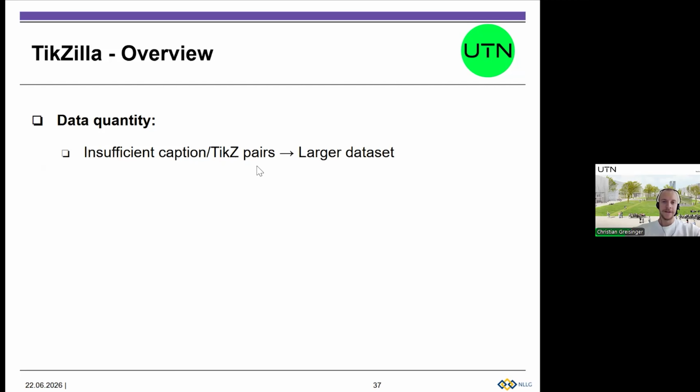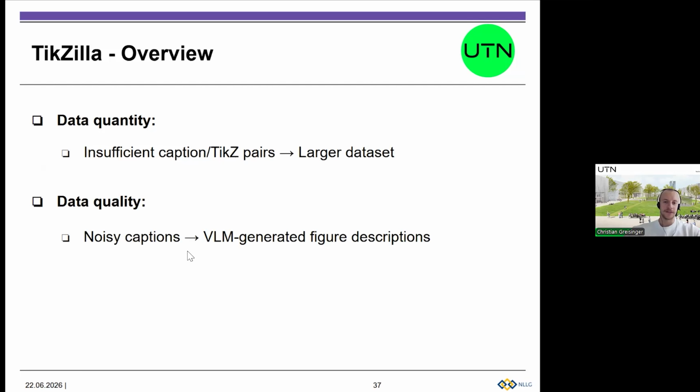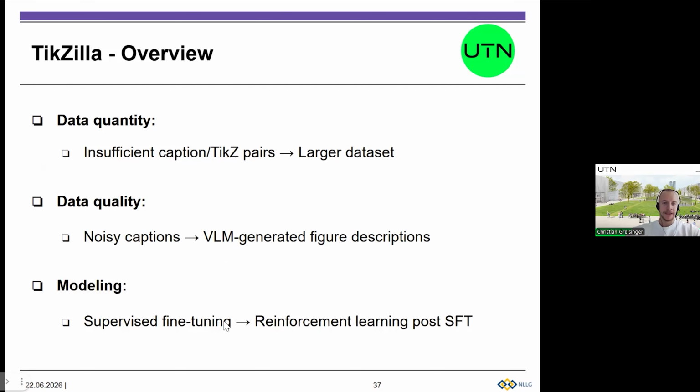The first one is the data quantity. It doesn't have enough caption-TikZ pairs available so that the model can perform sufficiently well. So we need a larger data set. A second problem is it relies on those noisy captions, which we'll see an example of later on, and it would be better to use clear descriptions of the figures. And the third one is modeling. It relies on supervised fine-tuning, and because we can also directly generate the rendered figure, we can use rewards for reinforcement learning to further boost the performance.